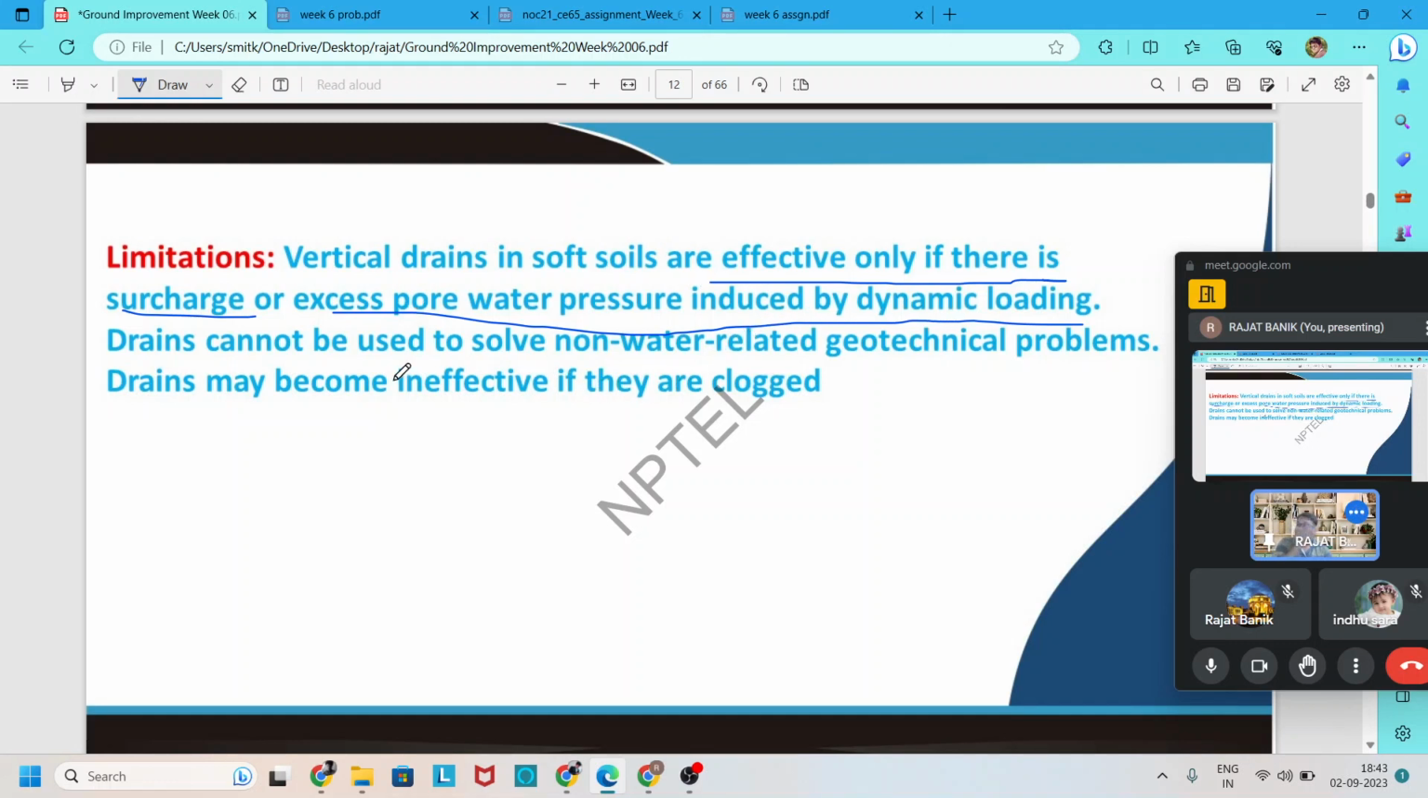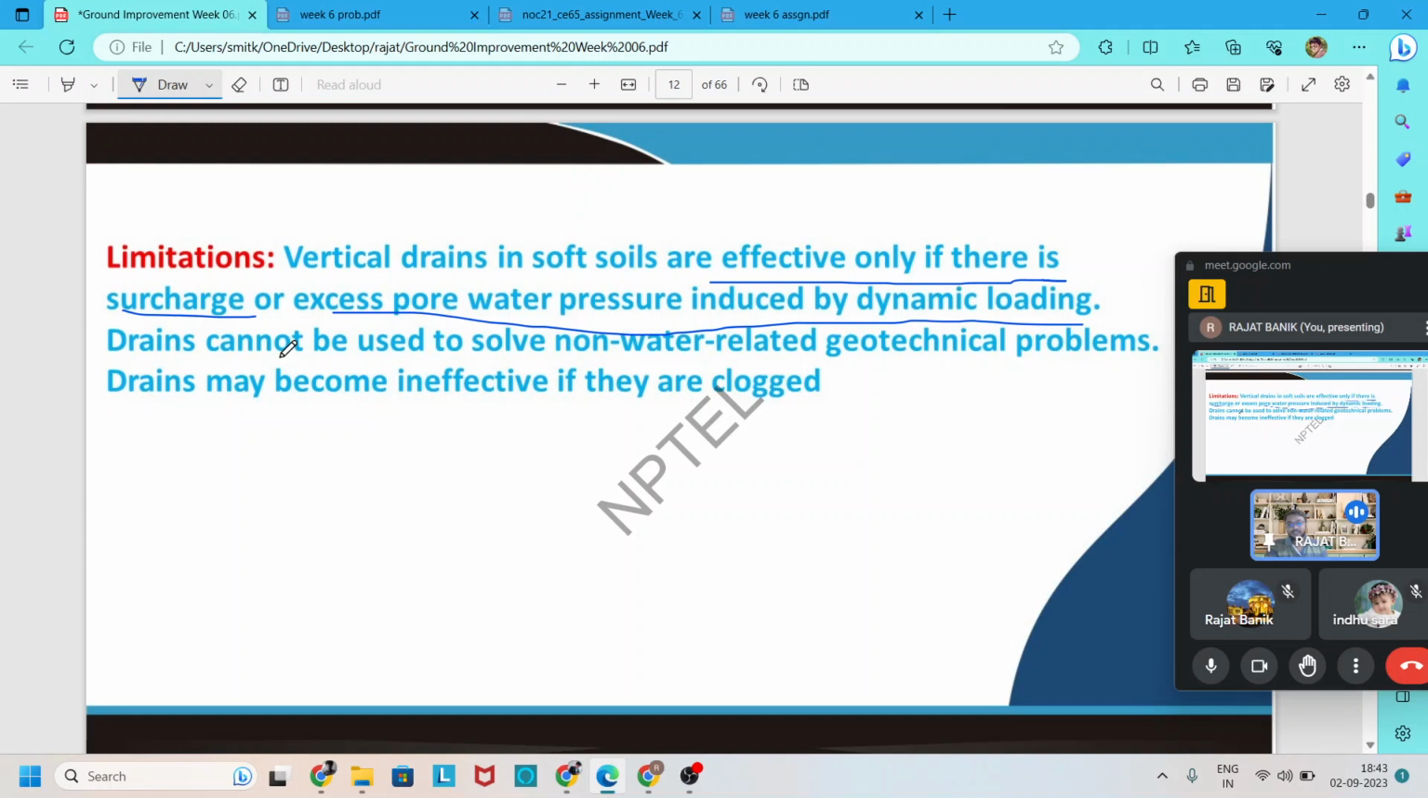Also, drains cannot be used to solve non-water-related geotechnical problems. We know that the drain is used to collect water. There is no other use of this drain, so it is not related to solving other geotechnical problems.